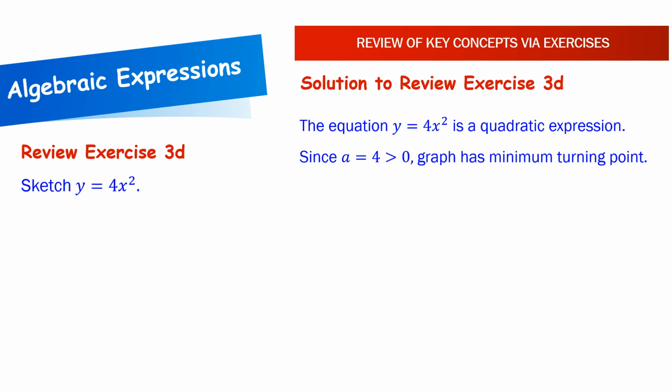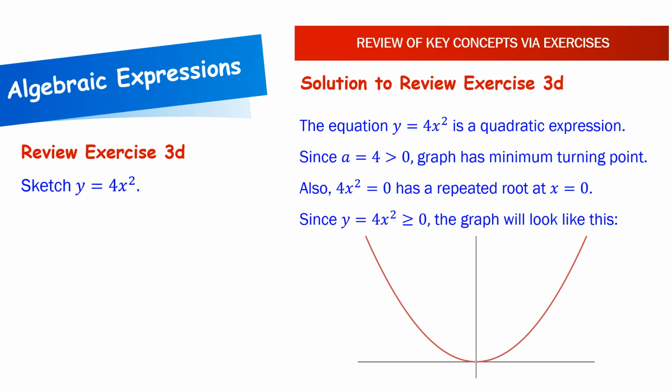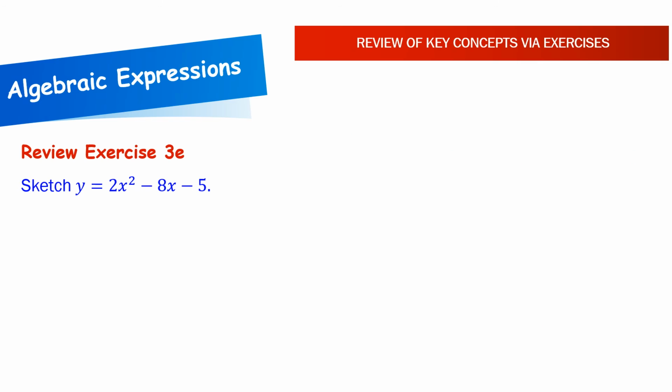Now since a equals 4 is greater than 0, the graph has a minimum turning point. Also, 4x squared equals 0 has a repeated root at x equals 0. And finally, since y equals 4x squared is greater than or equal to 0, the graph will look something like the one you can see on your screen. Now let's take a look at exercise 3e. Again, we're required to sketch a curve.